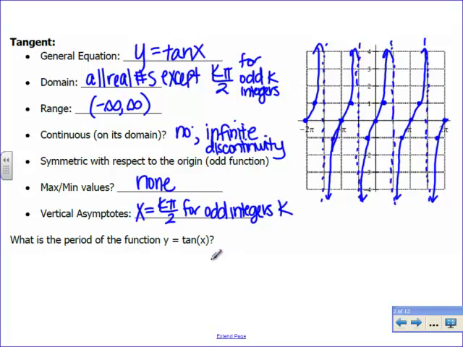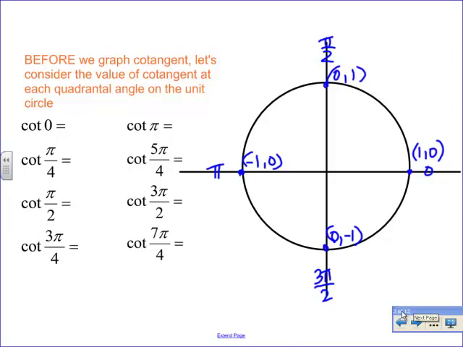Okay. The period of the function means the amount of time before it repeats. How long did it take before it started repeating? Well, from negative pi over 2 to positive pi over 2, that's a length of pi. So the period of the function tangent is pi, which is different from the other graphs we've been looking at so far this unit. We're going to repeat this process for cotangent as well.